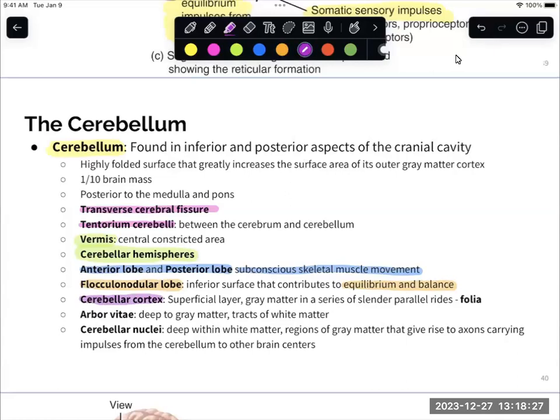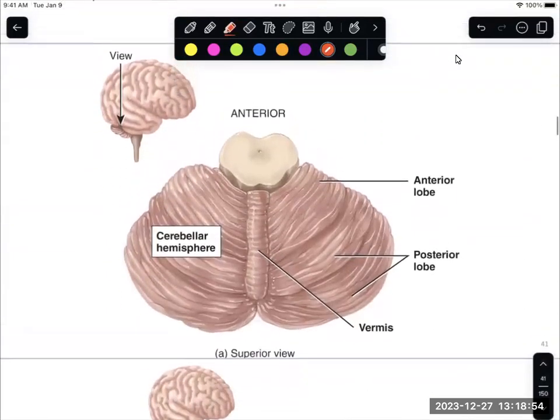The cerebellar cortex has gray matter and white matter. The arbor vitae is the white matter. And then we have different cerebellar nuclei. This is information that is going from the cerebellum to other areas of the brain. So here is this cerebellum.